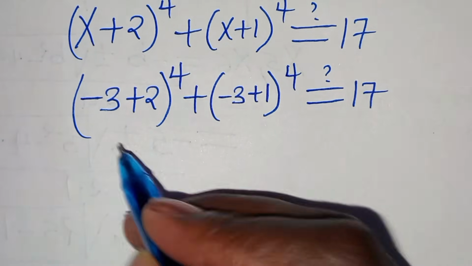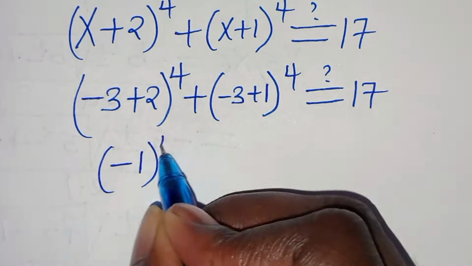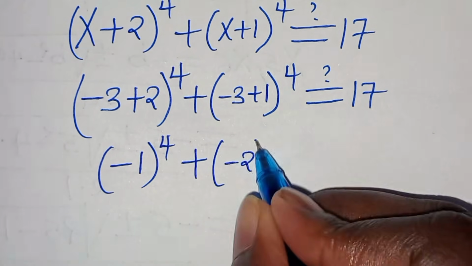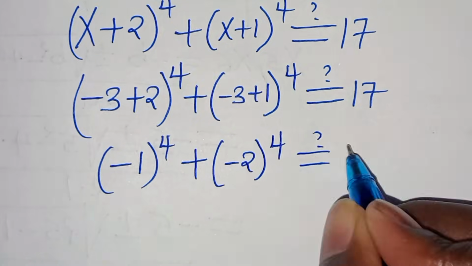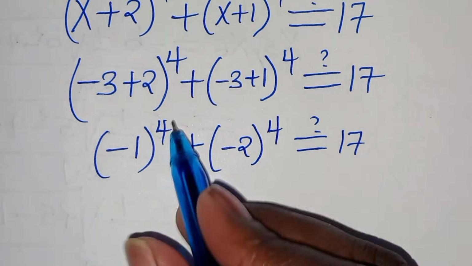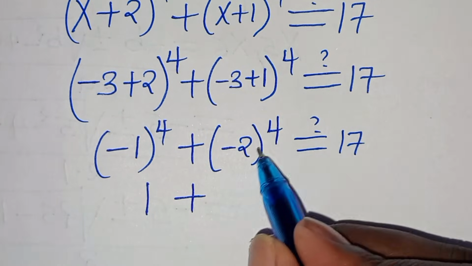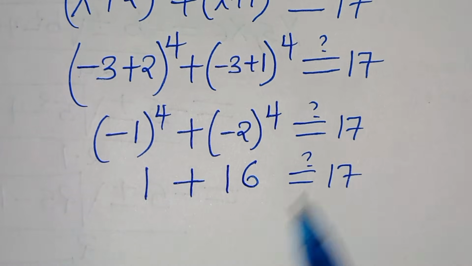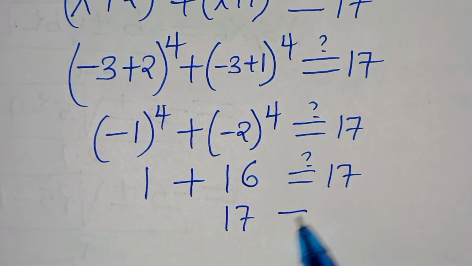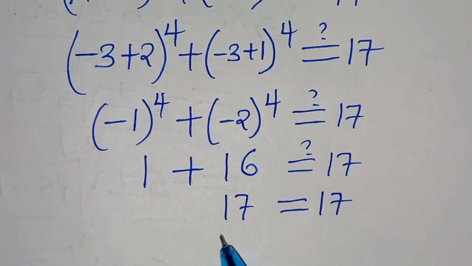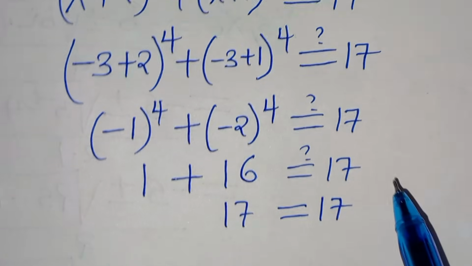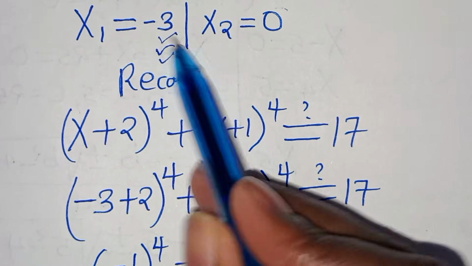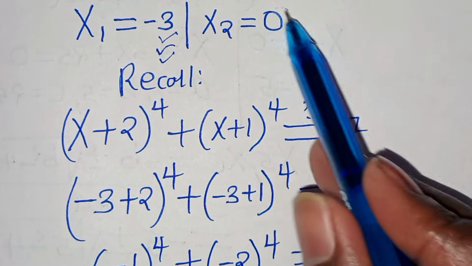So minus 3 plus 2 is minus 1, raised to the power of 4, plus minus 3 plus 1, which is minus 2, raised to the power of 4. This should give us a value of 17. Minus 1 to the power of 4 is 1, plus minus 2 to the power of 4, which is 16. 1 plus 16 is 17, which is equal to 17. The left hand side is equal to the right hand side, and that affirms that x1, which is minus 3, satisfies the equation. Let's take x2, which is 0.